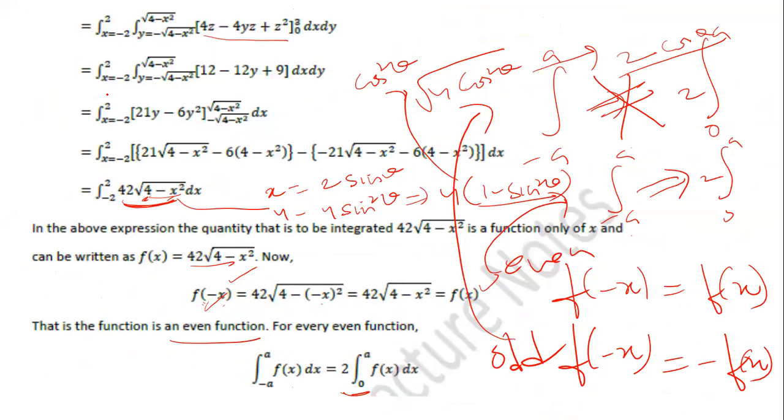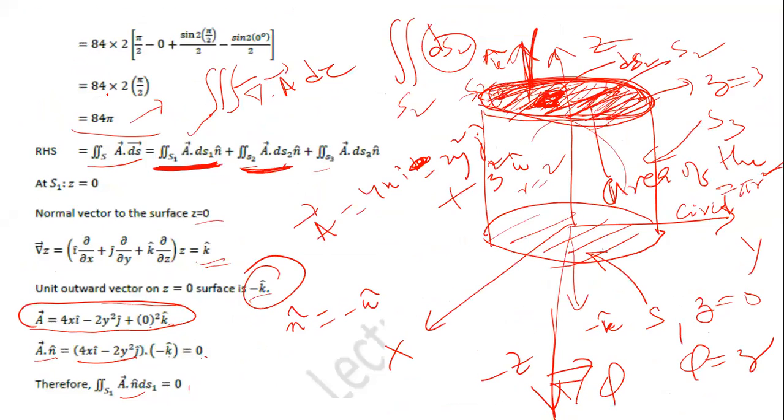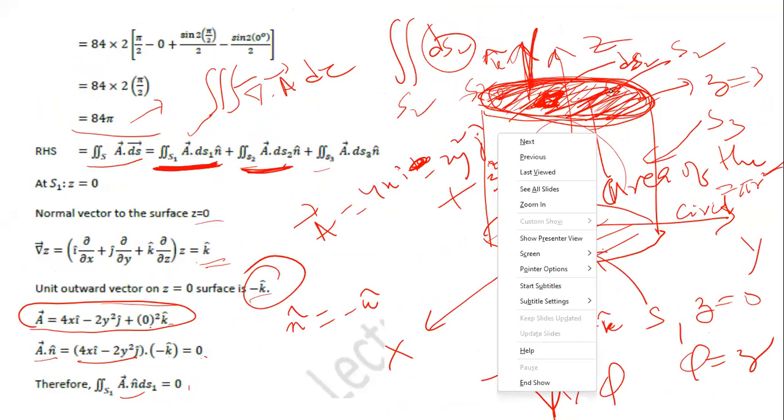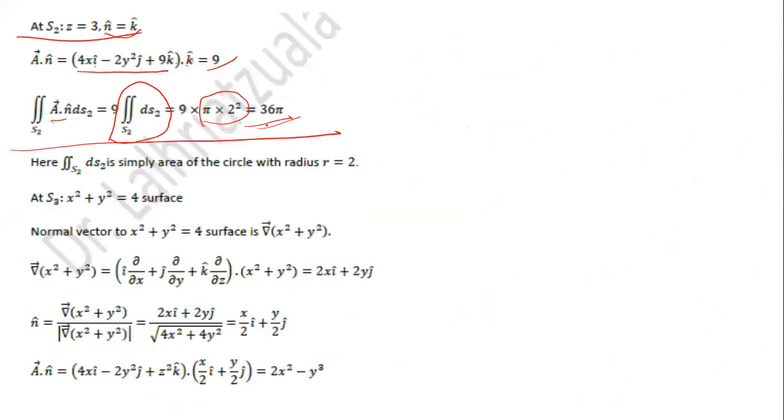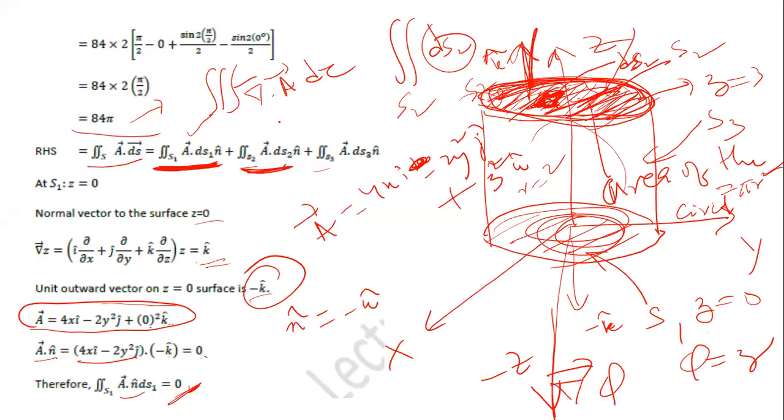And for the right-hand side, as we discussed at the very beginning, we have considered three surfaces. One surface S1, another surface S2, and another surface S3, which is the curved cylindrical surface. We have calculated the flux over one surface and found it to be 0. And again, we calculate the flux over the other surface and obtain 36 pi. All right. Now our next calculation is to calculate the flux over this curved cylindrical surface.